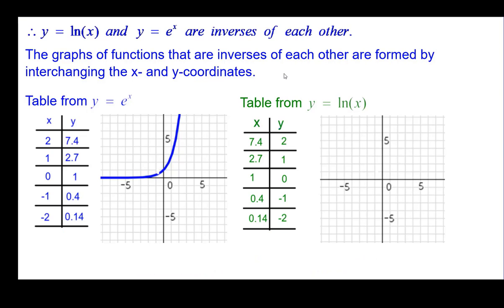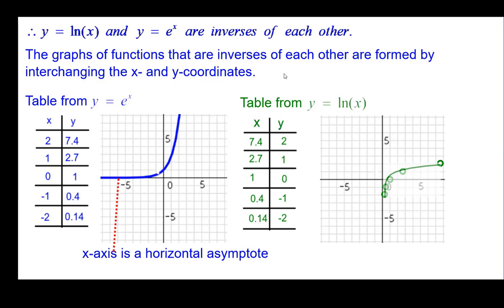So graphing this, we'll go ahead and plot these 5 points, going from right to left: over 7.4 and up 2, which is e squared, up 2. e to the first power, 2.7, up 1 approximately. The x-intercept, 1, 0. And then the y-values start getting negative. So there's the 5 points. We'll go ahead and connect the points.